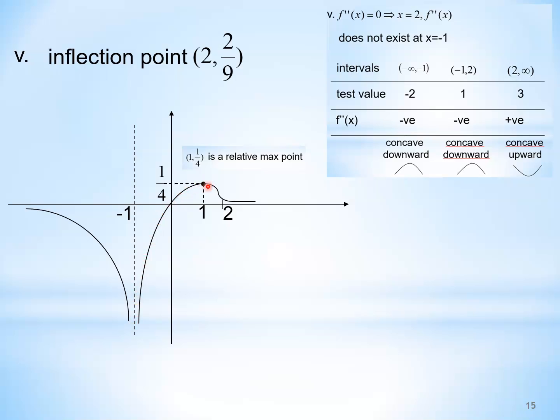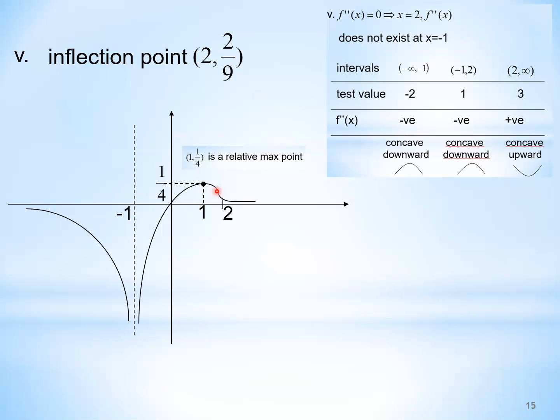Kan sepatutnya dia turun macam ni kan, macam bukit, tapi dia ambil yang sebelah kiri saja. Okay, then we have for the next interval 2 until infinity. 2 until infinity, dia dah dari sini 2 until infinity, dia dah start concave upward. Macam ni. So this is your graph and your inflection point will be here.